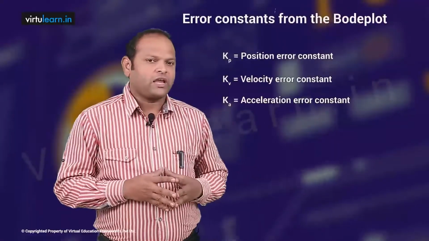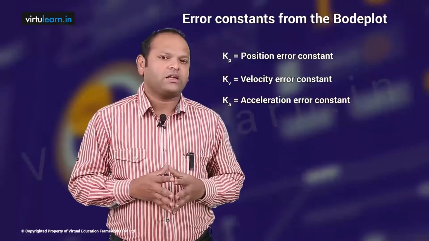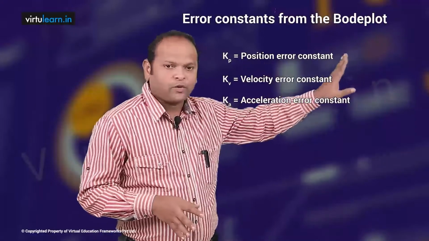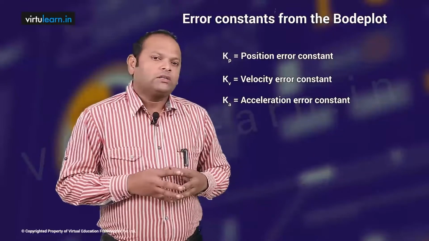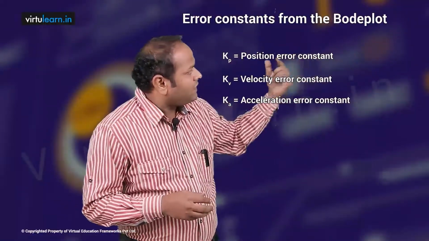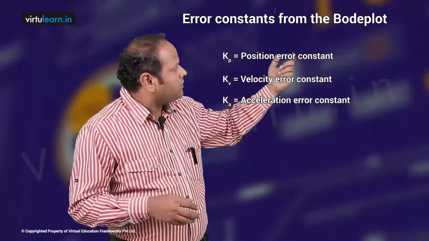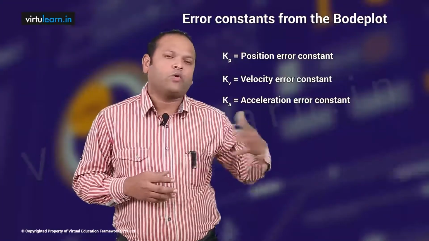Using a Bode diagram, we can also find the error constants of the system. We know the error constants are Kp, Kv, Ka. Kp is the positional error constant, Kv is the velocity error constant, and Ka is the acceleration error constant. Kp is for the step input, Kv is for the ramp input, and Ka is for the parabolic input. We can find Kp, Kv, Ka from the magnitude plot of the Bode diagram.